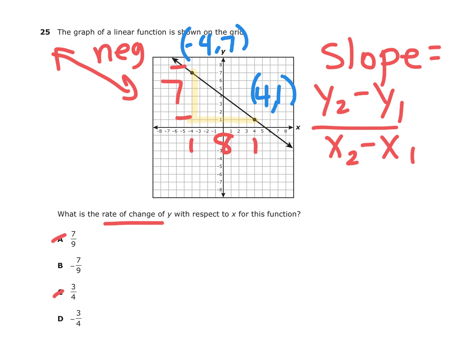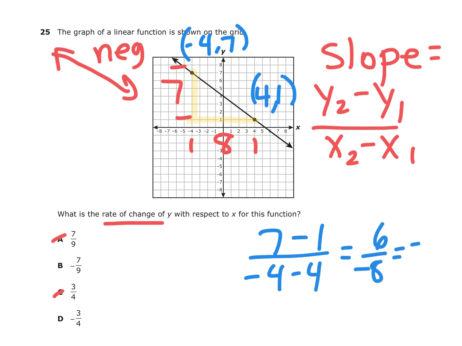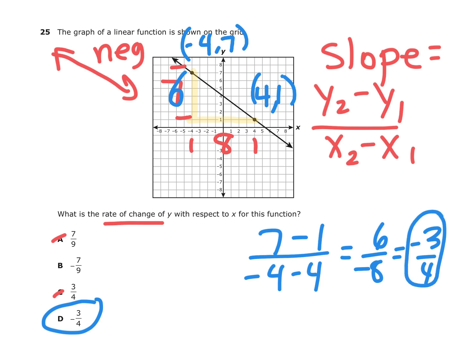Okay. So difference in the y's then is 7 minus 1 over negative 4 minus 4. That would be 6 over negative 8, which reduces to negative 3/4. So for number 25, it looks like the answer should be D. This is not a 7. From 1 to 7, that was actually a 6. So 6 over 8 gives us a 3/4 negative slope. So the answer was negative 6/8, which reduces to a negative 3/4.